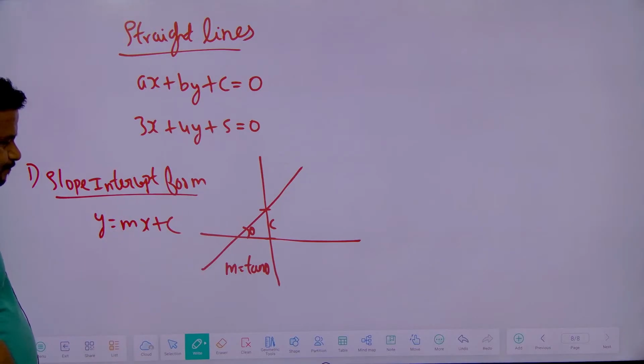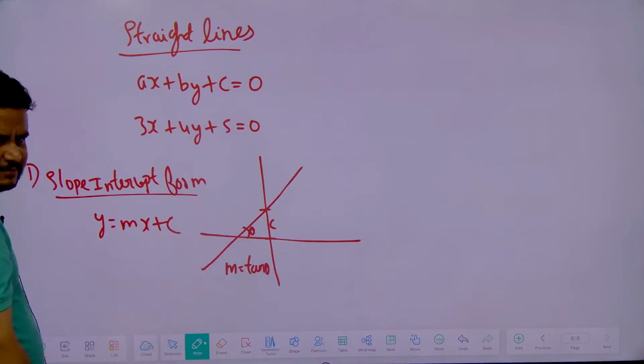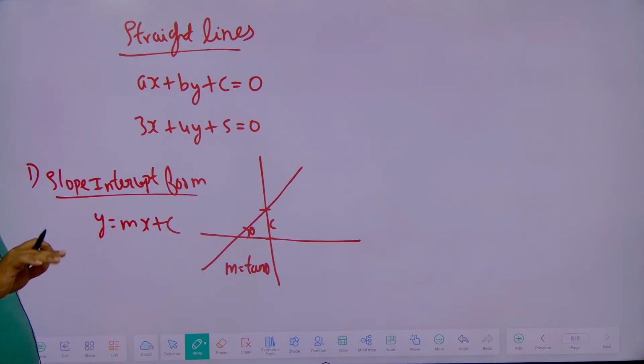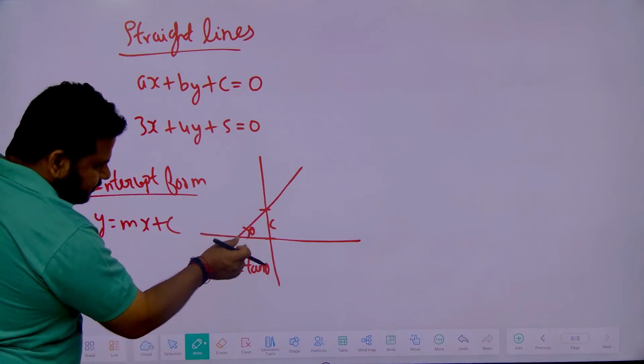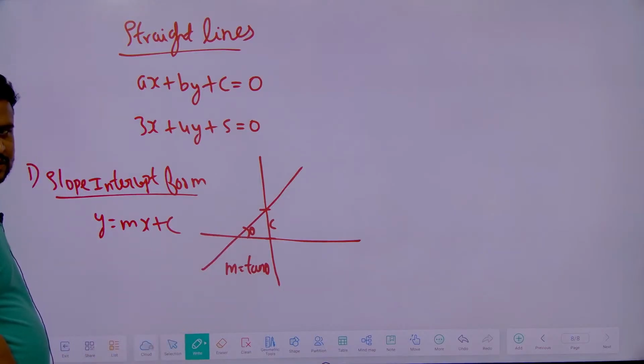Okay, so suppose this line passes through the origin, then there will be no c-intercept. That means there will be no y-intercept. The value of c will become 0. Be it in circles, be it in straight lines, when it passes through the origin, the value of c will become 0. Now here, if it passes through the origin, that means it is making an angle of 45 degree.